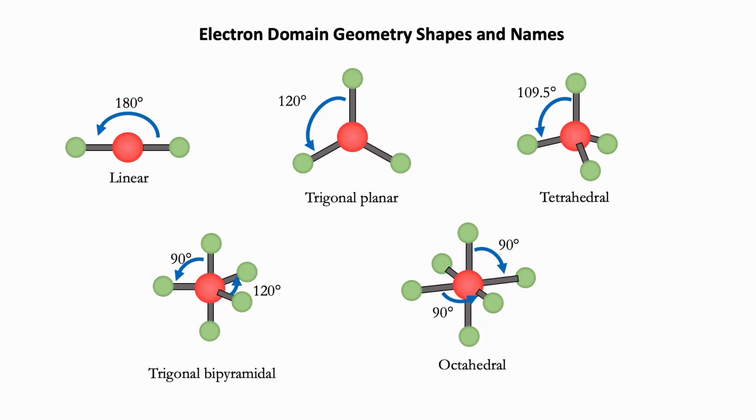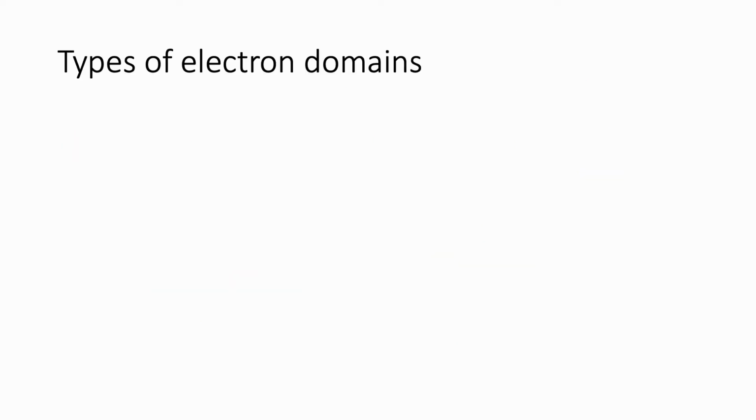And again, in class, we're going to link these geometries with valence bond theory and hybrid orbitals. So that is a part I'm not putting in the video. In order to understand what sort of geometry we have, we need to look at what we call electron domains. An electron domain is basically an area where electrons gather around the central atom.